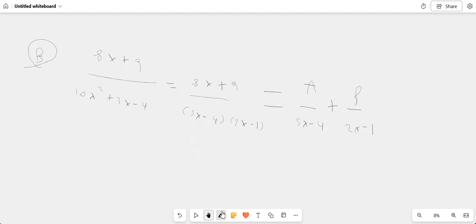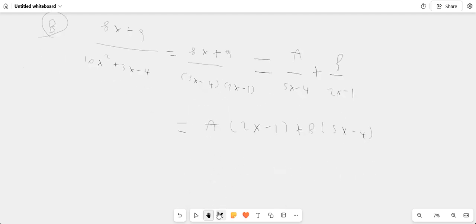So let me do it smoothly for the finality here. 2x minus 1 plus b open bracket 5x minus 4 here. You can join me as well. Write this fully out here, like they want it to be. So 5x minus 4, and then obviously 2x minus 1.